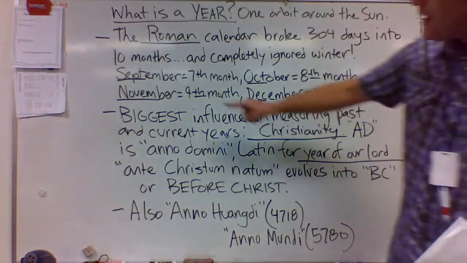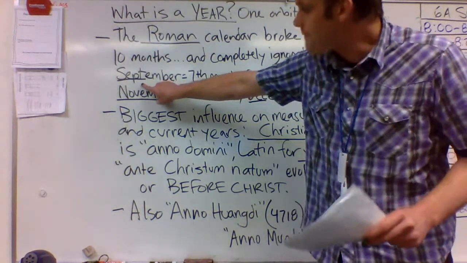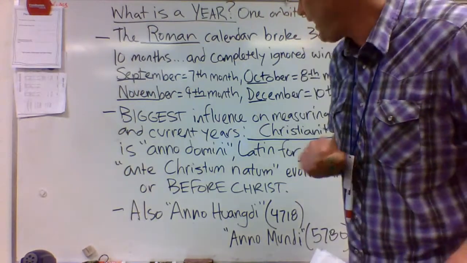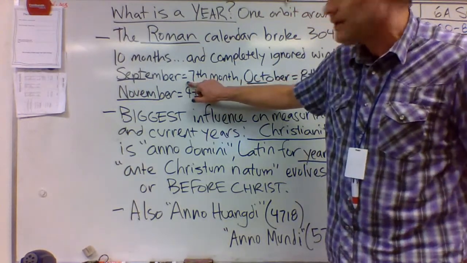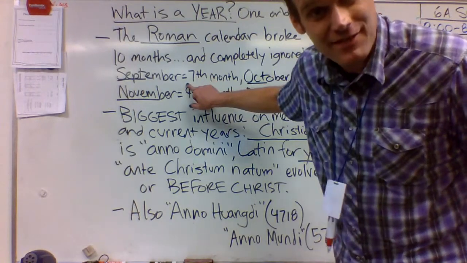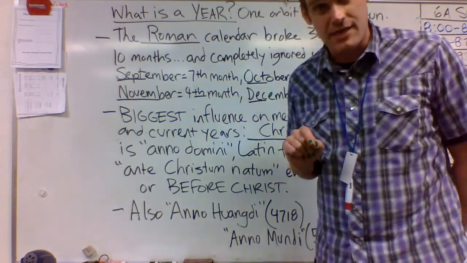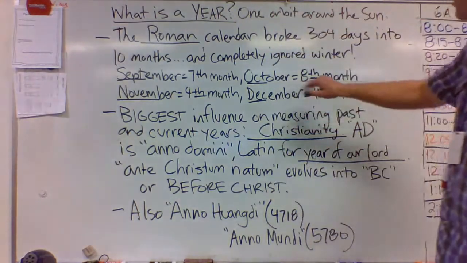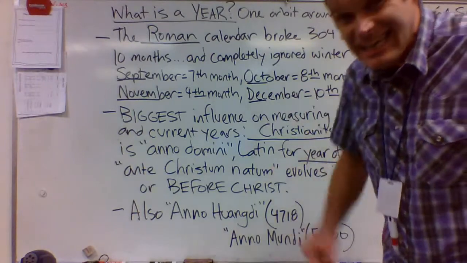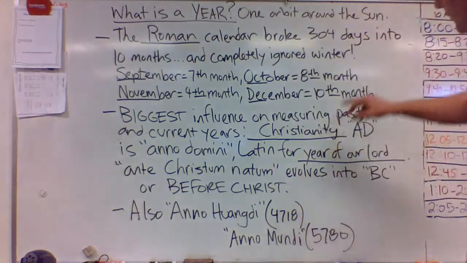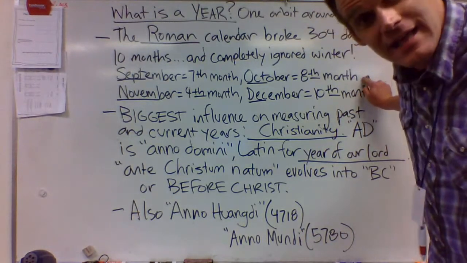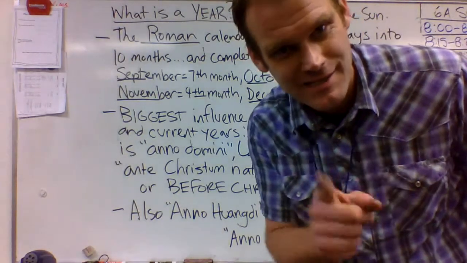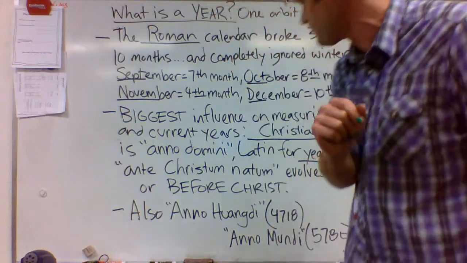For instance, September. Now, sept, S-E-P-T, is Latin for 7, okay? So on the Roman calendar, September was actually the 7th month. However, we know September to actually be the 9th month. Likewise, October. Oct is Latin for 8. So to the Romans, October was the 8th month in the year. But to us, it's actually the 10th month. That's because we actually count the winter months.